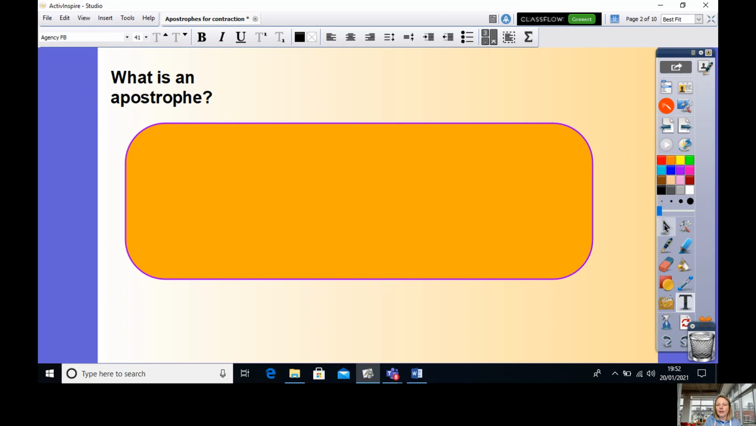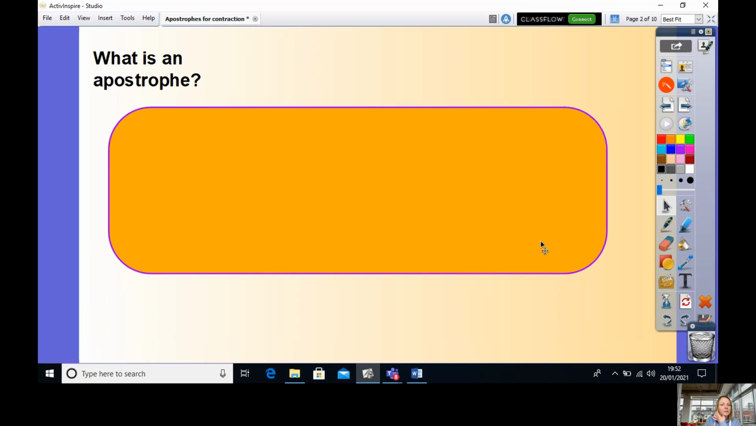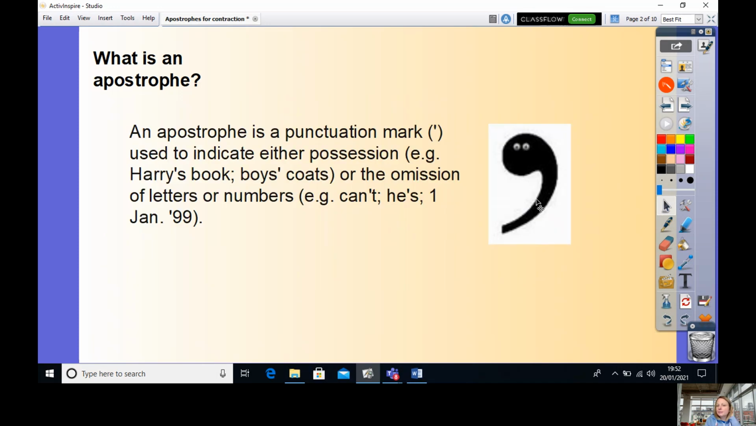So what is an apostrophe? Can you tell me? Tell yourself or somebody in your house now what is an apostrophe. So an apostrophe is a punctuation mark used to indicate either possession, e.g. Harry's book or the boy's coat, or the omission of letters or numbers, e.g. can't was cannot, he's was he is. Okay, the 1st of Jan '99 was 1999. Okay, so it shows that there's something missing.